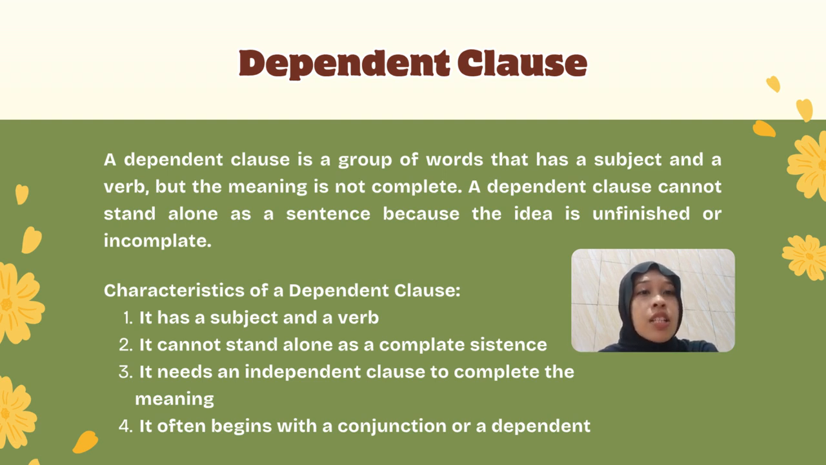The characteristics of a dependent clause are it has a subject and a verb. Second, it cannot stand alone as a complete sentence. Third, it needs an independent clause to complete the meaning. Fourth, it often begins with a conjunction or a dependent marker.